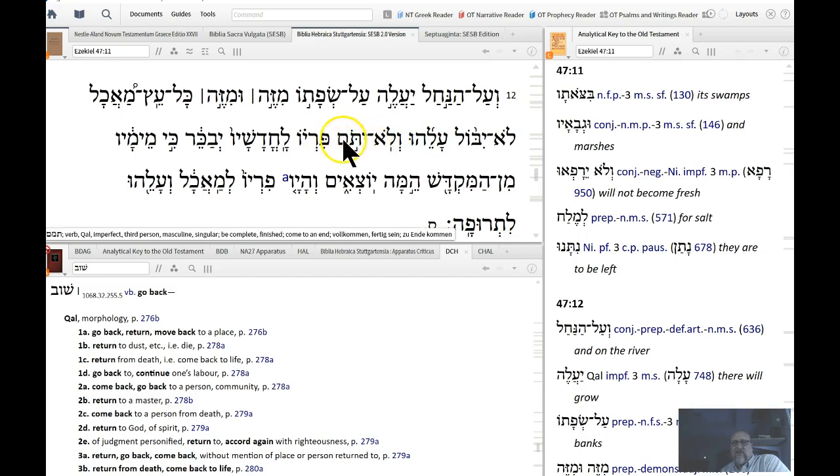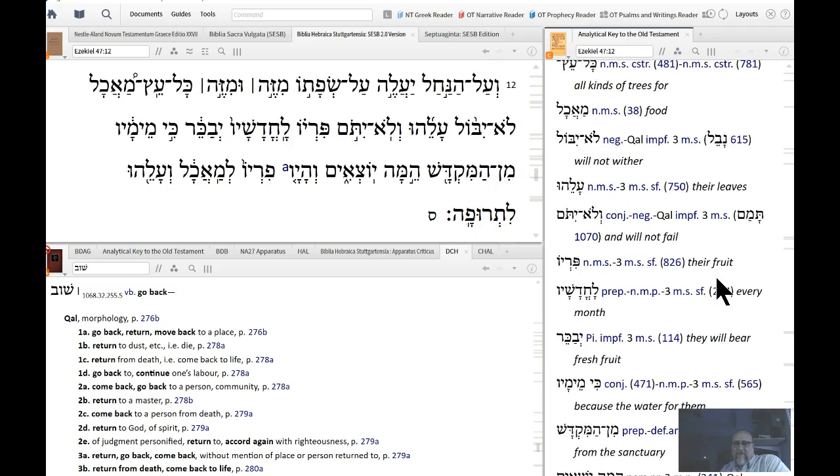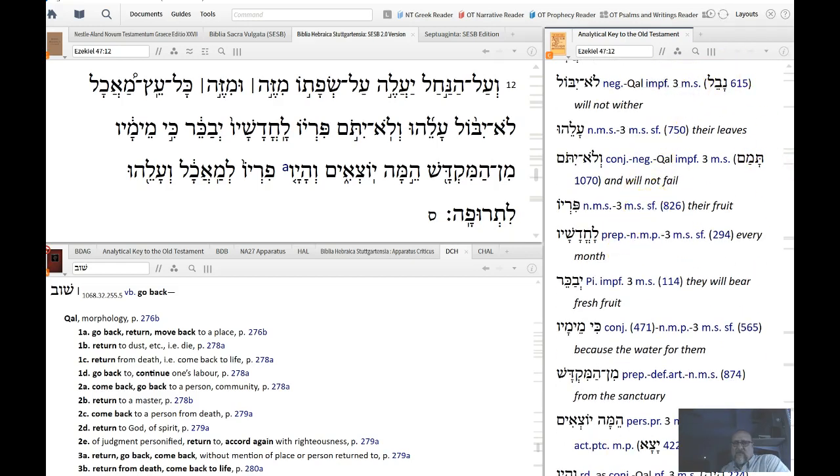And it will give, so this is Natan, and the nun has been assimilated, and it will give its fruit toward its months. And if we pull up ACOT here, so there you see the wither. Sorry, I was reading that wrong. It will not fail. It's not from Natan, it's from Tamam. It will not fail its fruit per month. It will bakar. It will have fresh fruit because of the water that comes from the sanctuary. So this heavenly water will grow this fruit that will be produced monthly.